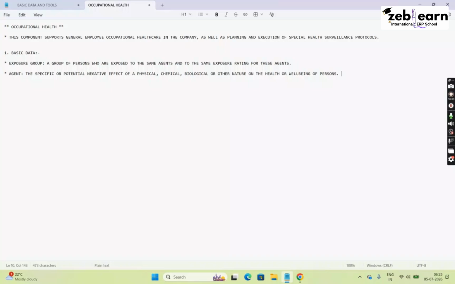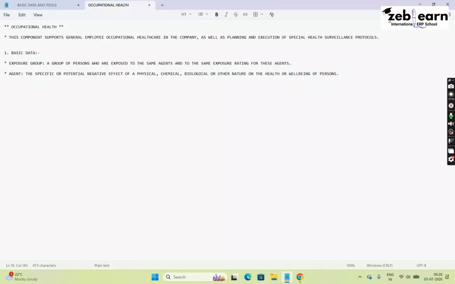What is an agent? You directly know it is a hazard, but there is a proper definition also for agent. So what is the definition? The specific or potential negative effect of a physical, chemical, biological or other nature on the health or well-being of persons is called an agent. Or in a very short way, we can say it is a hazard.